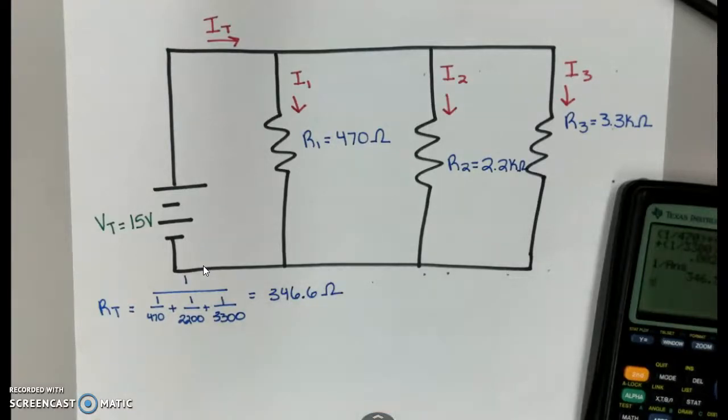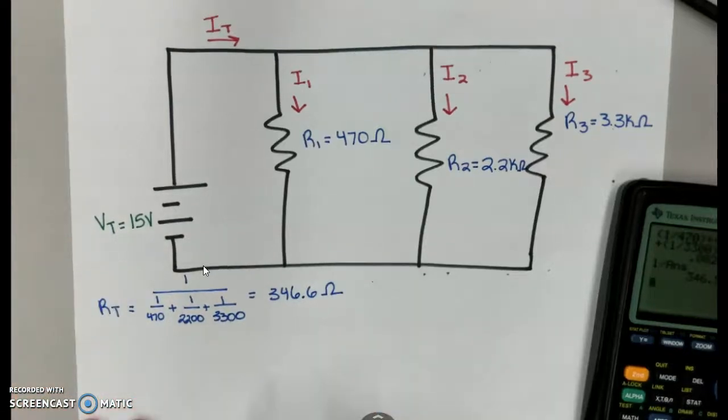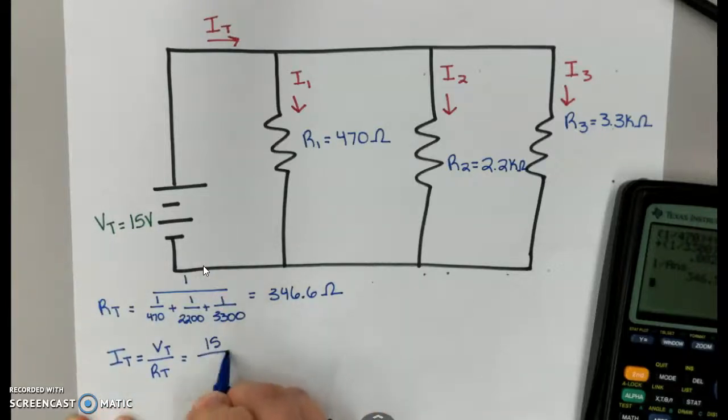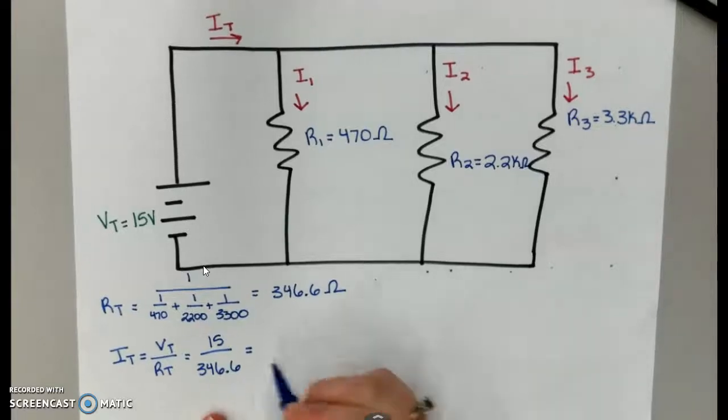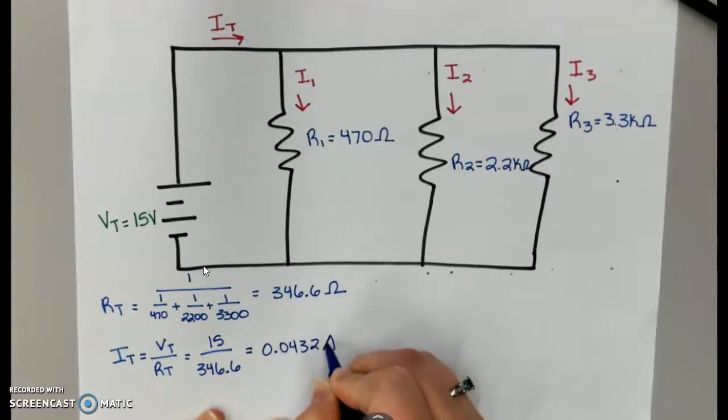Okay? Now, using that, I'm going to solve for my total current because, again, I'm given my total voltage. And just how we rewrote it in the first circuit, my total current is equal to my total voltage divided by my total resistance. We know our total voltage is 15. We just found that our total resistance is 346.6. So, in this circuit, my total current is about 0.0432 amps.